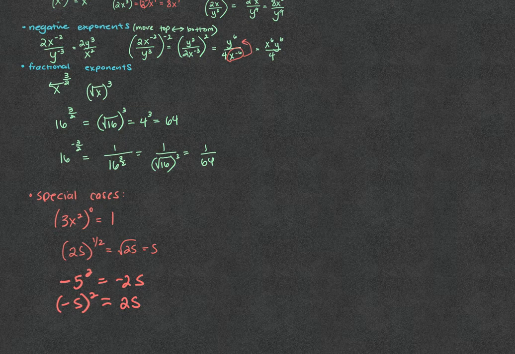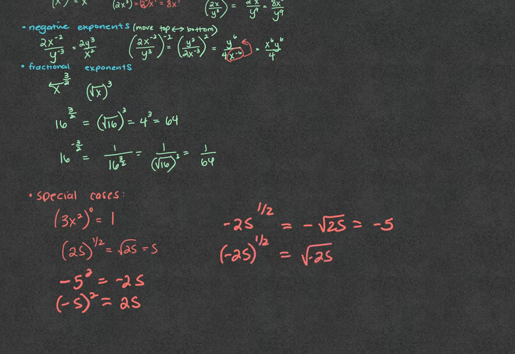I had -25 to the 1/2. Can that be done? It can. The negative would go in the front, and then we'd square root the 25. That'd be -5. If it said -25 in parentheses to the 1/2, that cannot be done because you're trying to find the even root of a negative number. So that's the only time you're going to get no solution, if you're trying to find the even root of a negative number. You can find the odd root of a negative number, but you cannot find the even root of a negative number.